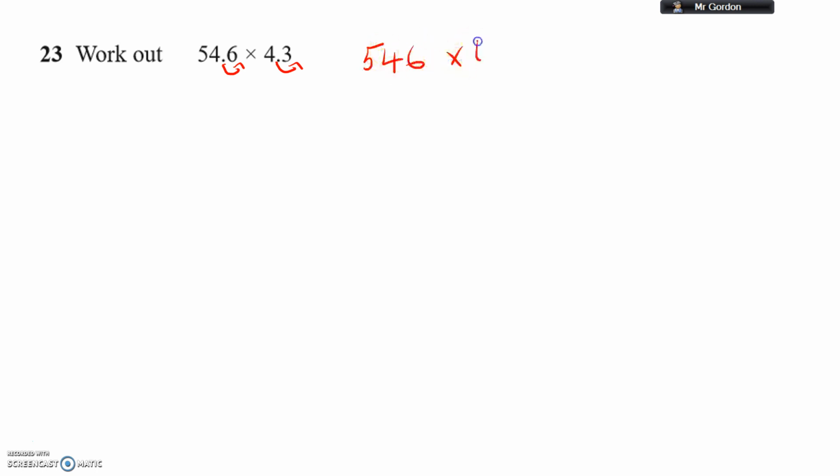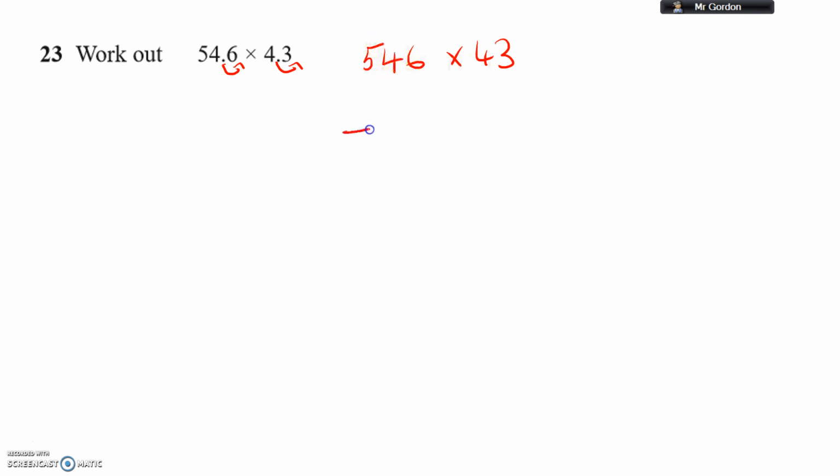546 times 43. Alright, so we're not worried about the decimals for now. We'll sort them out at the end. And we'll just have a quick go at doing this sum, and then we'll see if we can adjust our answer with a little bit of adjustment at the end and get the actual answer to the question. So, how are we doing this?